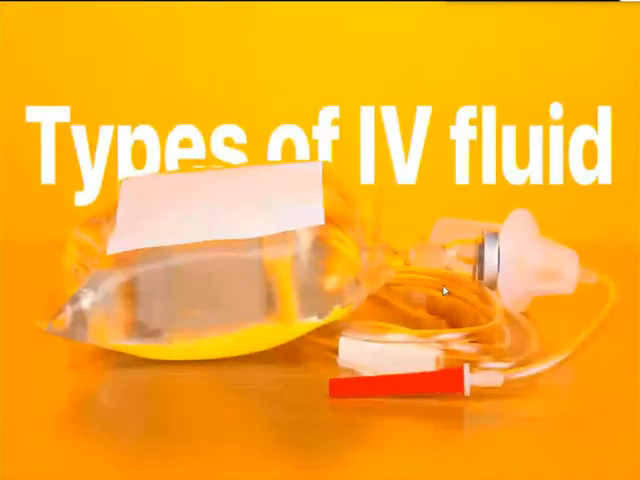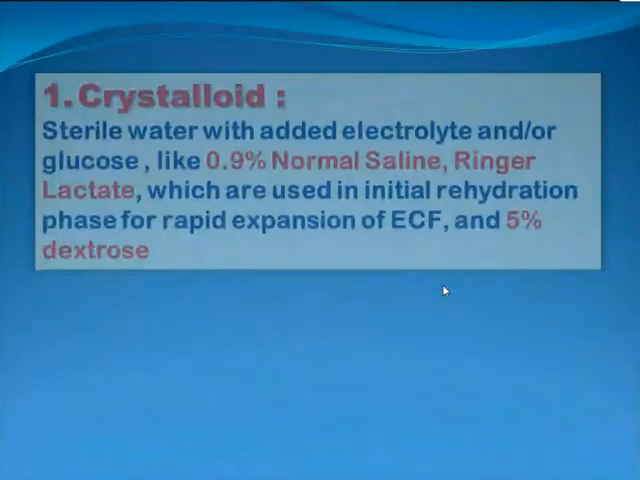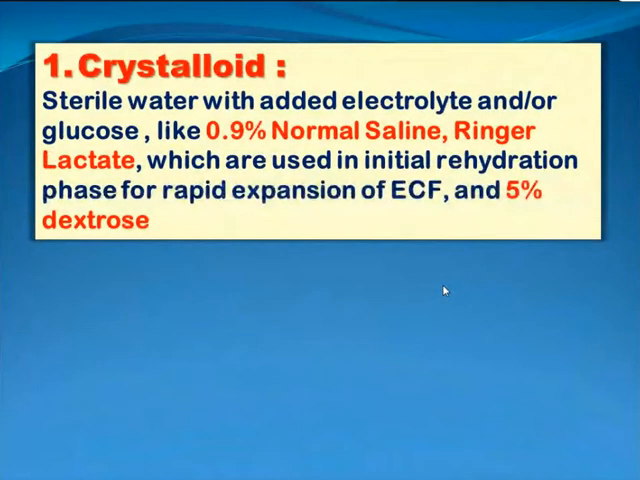Now we will talk about the types of IV fluid. Chemically, how many types of IV fluid do we have? Chemically, according to their constituents. What are these types? Crystalloid, colloid. So chemically, or according to their constituents, we can divide the IV fluid into two major categories, the crystalloid and the colloid.